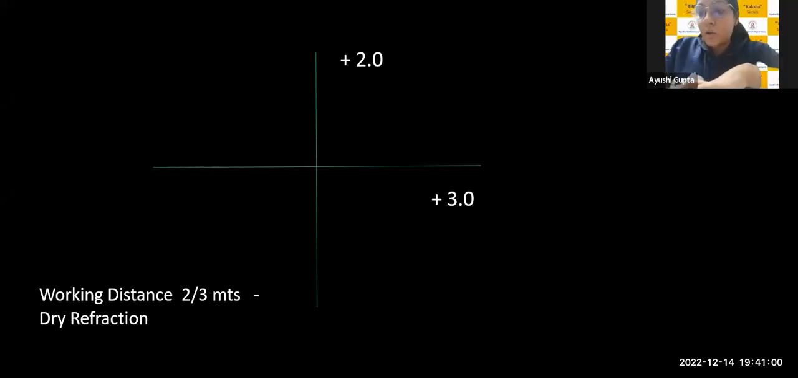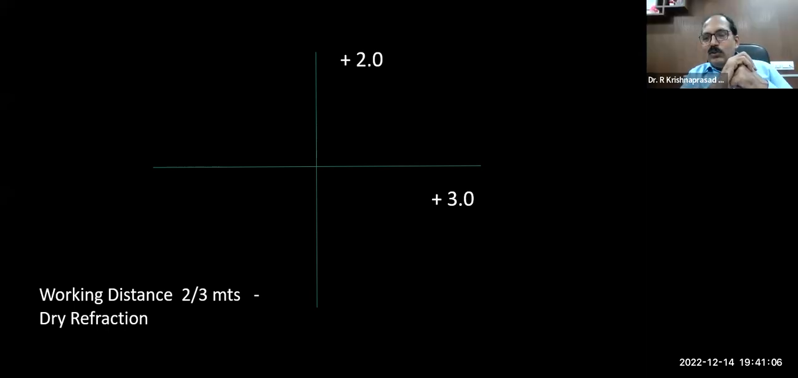Plus 0.50 diopter sphere plus 1.0 diopter cylinder at 90 degrees. Perfect, Dr. Ayushi scores it really well. The idea is that whatever the two meridians you have, you need to subtract the working distance and the cycloplegia. Since it's 2/3 meters, you need to subtract 1.5. It's a dry refraction, so nothing from the cycloplegia. You subtract only from one meridian, minus 1.5.